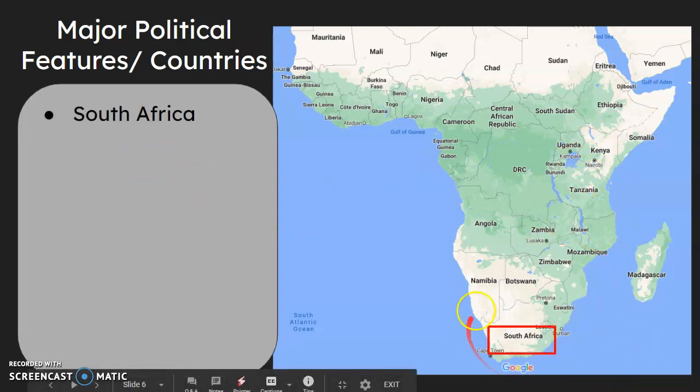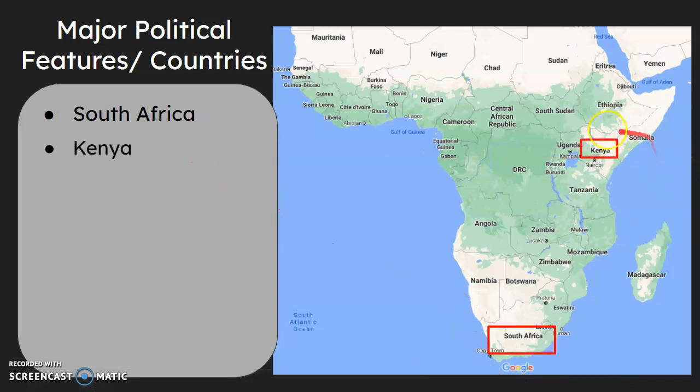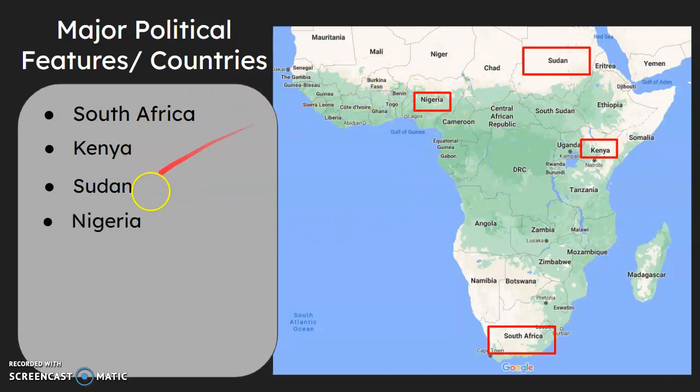We have South Africa. We have the country called Kenya. We have a country called Sudan. We have a country called Nigeria.